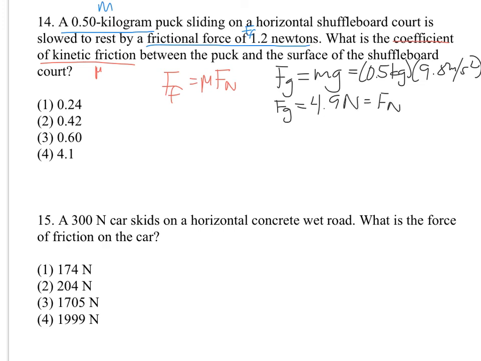So plug this in. Now we have 1.2 newtons is equal to mu times 4.9 newtons. 1.2 divided by 4.9 gives us our mu. And we get 0.24. Choice 1. There we go.